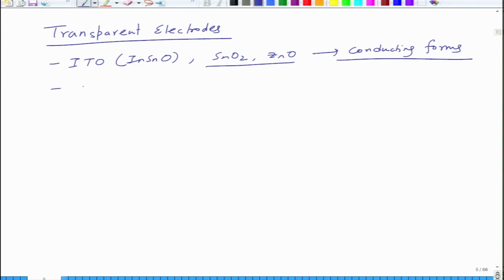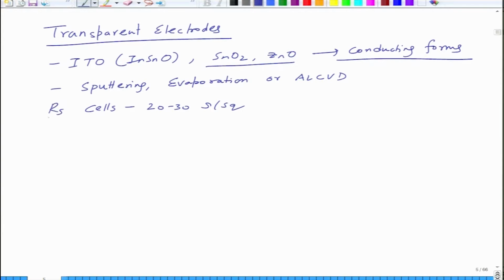They are generally made by either sputtering or evaporation or ALCVD, that is atomic layer chemical vapor deposition. The sheet resistance of these electrodes in the cells is about 20 to 30 ohms per square. So, Rs of electrodes, whereas in modules, we already have parasitic losses. So, resistance is lower, which is 5 to 10 ohms per square. The buffer layers are generally, on top we use buffer layers of high resistivity ZnO.